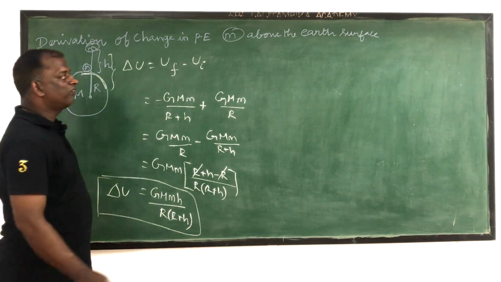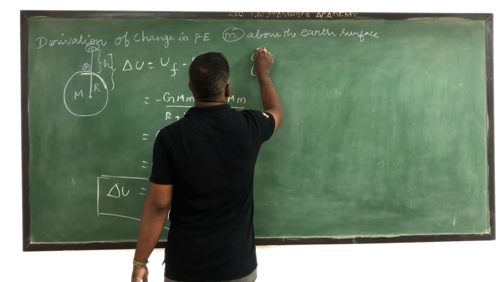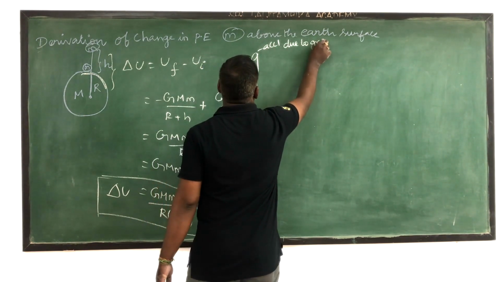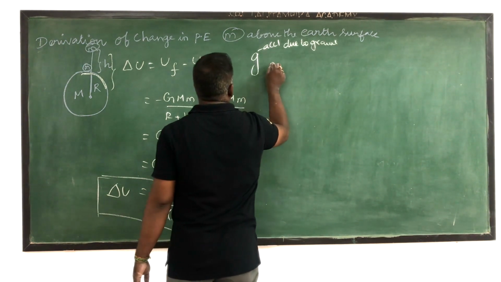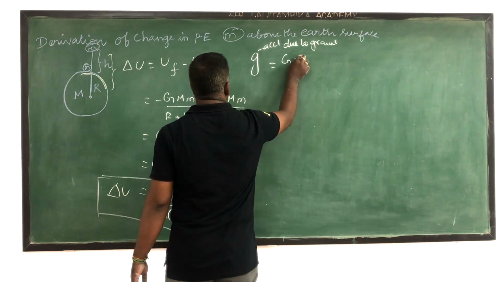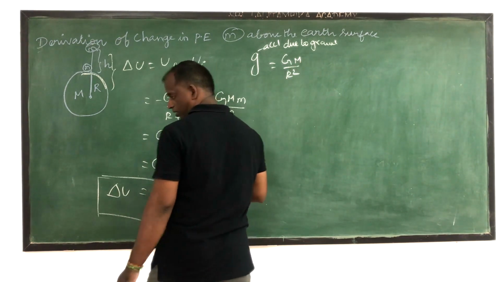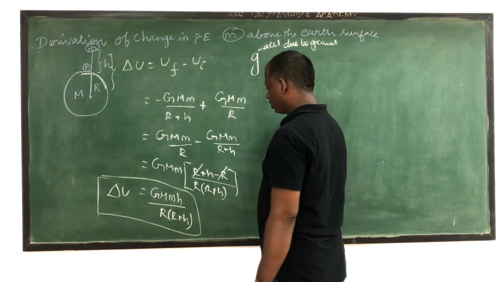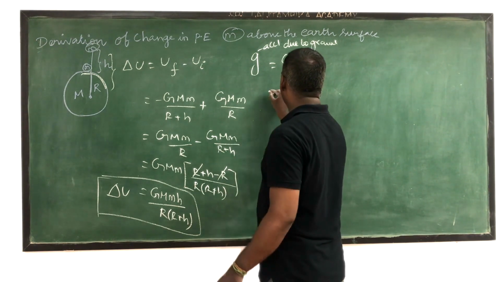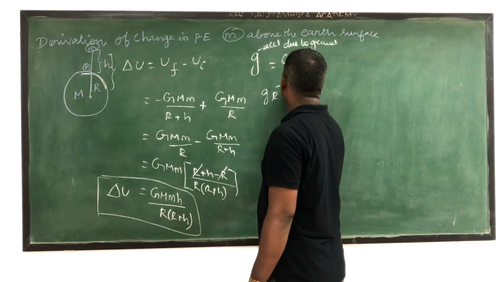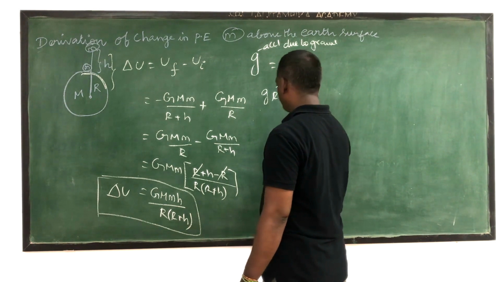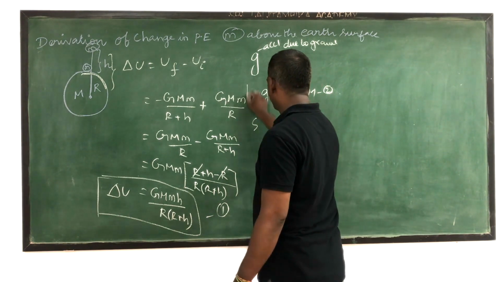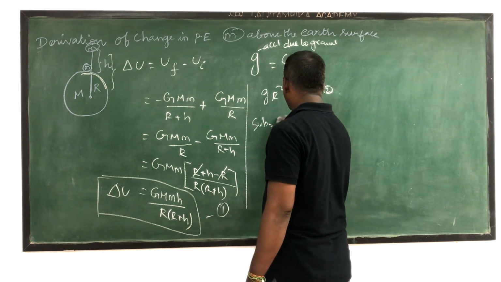But we need to bring it in the form of acceleration due to gravity, small g. That is acceleration due to gravity. So g is equal to G M by r square. So we can substitute: g r square is equal to G M. Equation 1, equation 2, substituting 2 in 1.